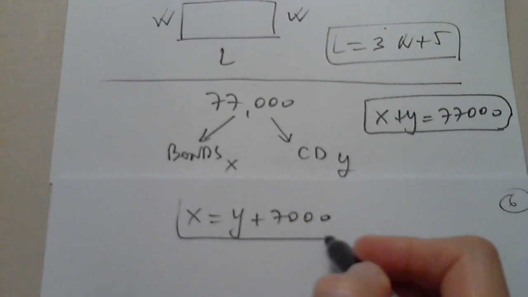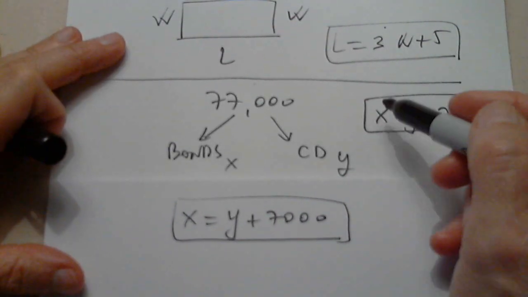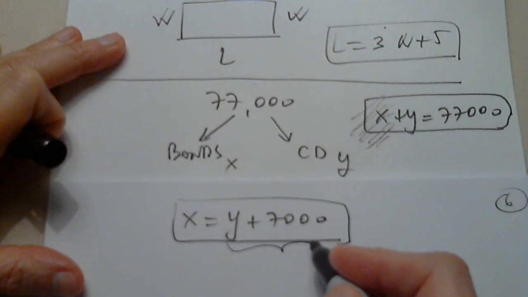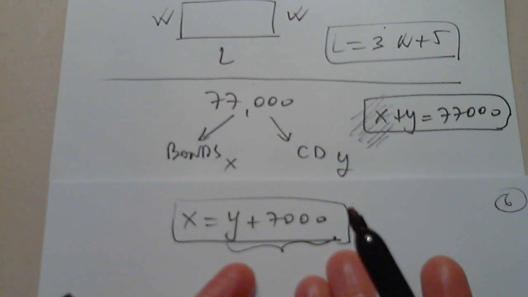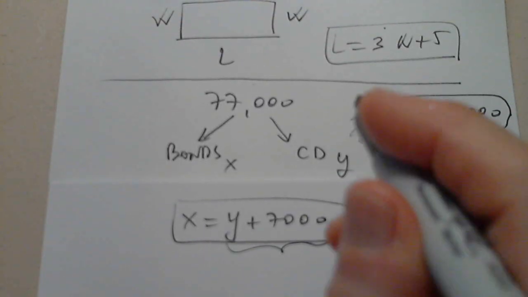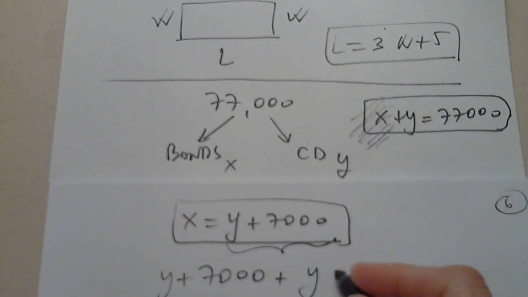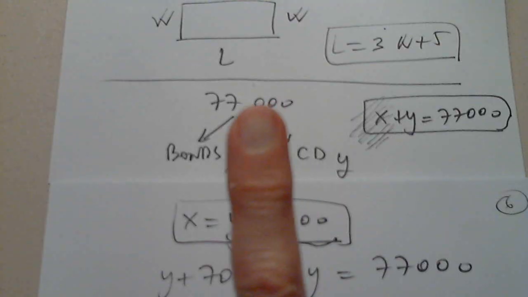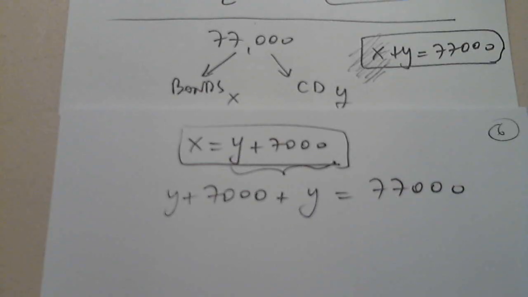We are using substitution again, or replacement. What am I replacing? I am replacing this x by y plus 7,000 because it's the same. I'm told that x or y plus 7,000 are the same. In here, I will have y plus 7,000 plus y equals 77,000. I needed to come up with an equation with one variable. This is the only one I can solve. So let's solve for y and see what we get.